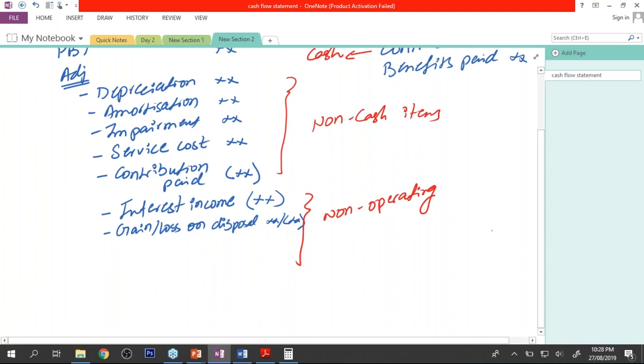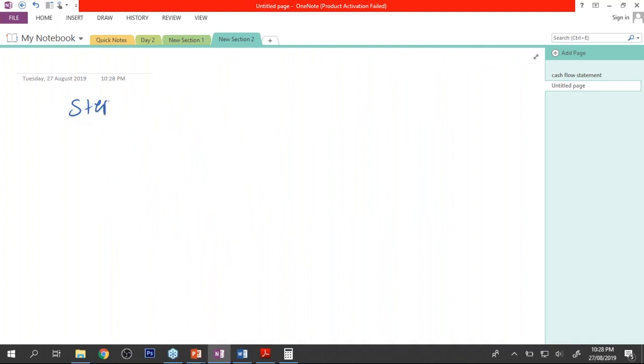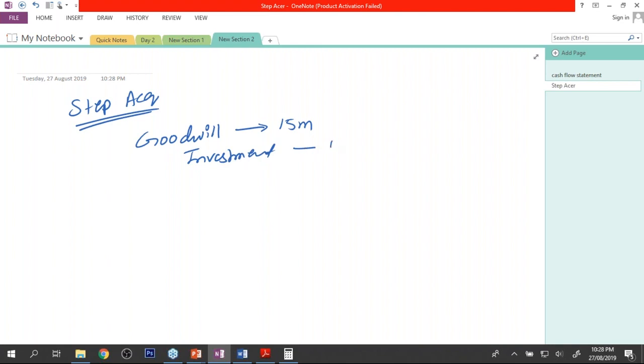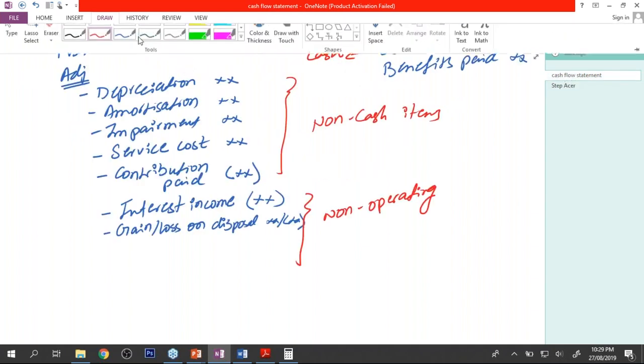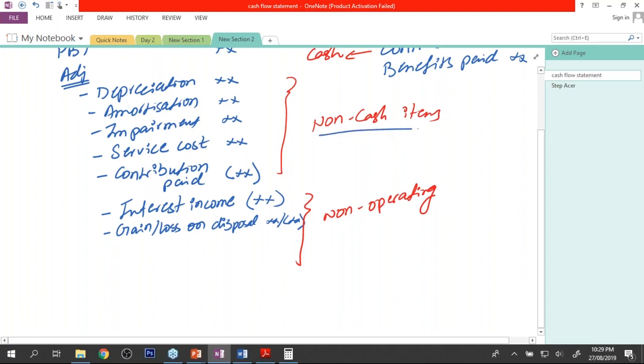Similarly, if we talk about the step acquisition that we had just discussed, in step acquisition we assume that the old investment is sold at fair value, let's say 15 million, and the investment is credited by its carrying amount, let's say 10 million, and we take the remaining amount of 5 million as a gain to the P&L. Now, this 5 million gain, according to the assumption of step acquisition, is also a non-cash gain. So we should also adjust this when we are preparing the cash flow statements, but that will fall in case of the non-cash items. So that is also a gain or loss on disposal, but according to the assumption, that is the gain or loss.